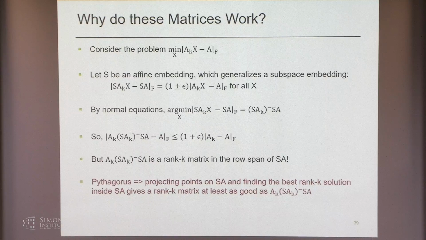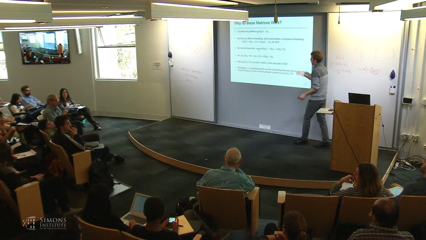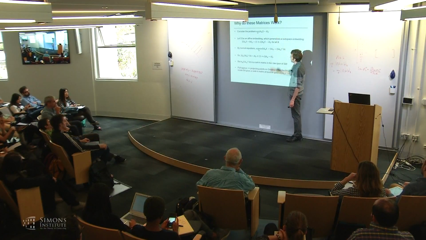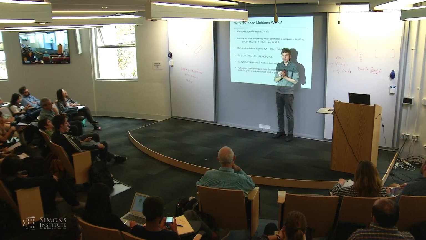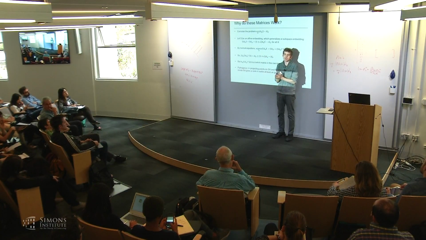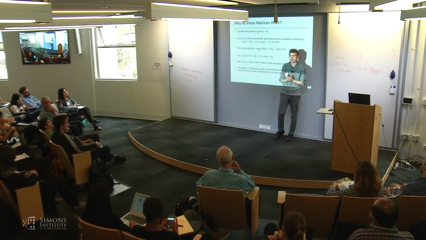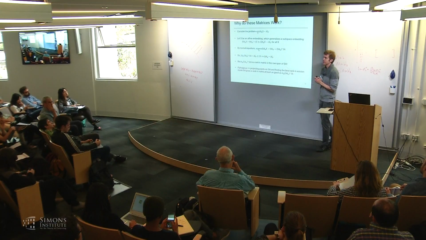It's clear? Yeah, question. How do you get this affine embedding? Yeah, so I didn't prove this for time constraints, but it's just a natural generalization of a subspace embedding, and you can show that CountSketch also satisfies this property. Yeah. Any other questions?